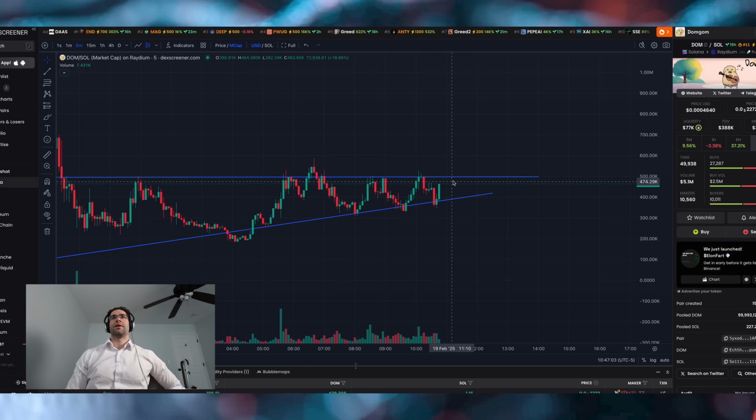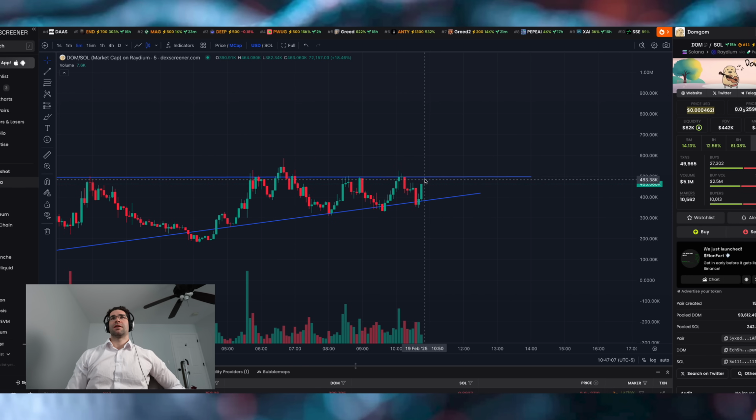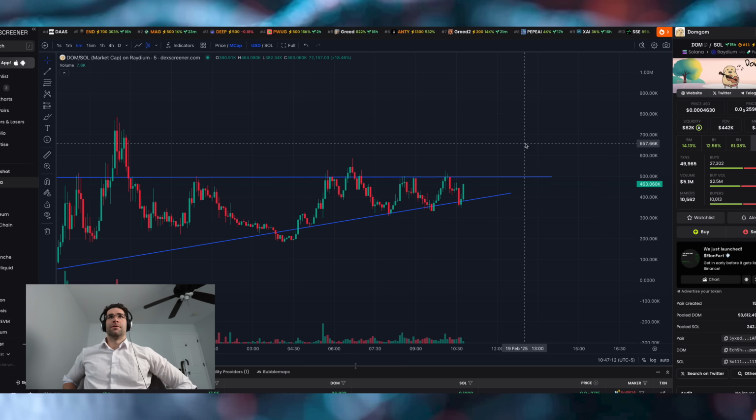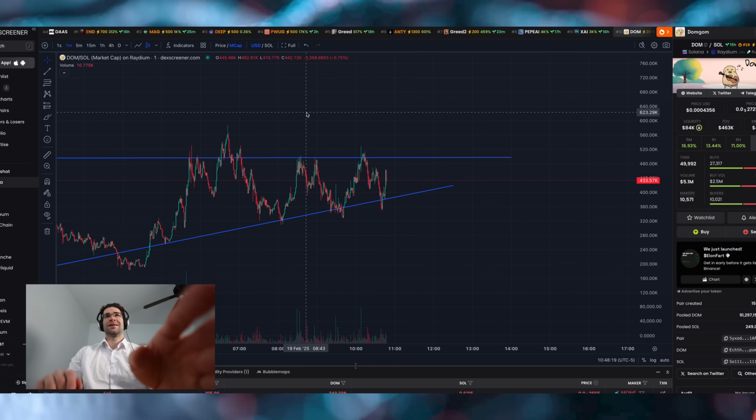Oh, good news here, by the way. DomGom looks like it might be going up to retest, hopefully breaking through this time. Let's go eat some lunch.